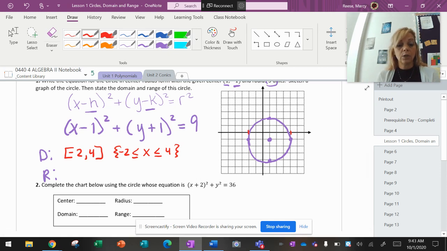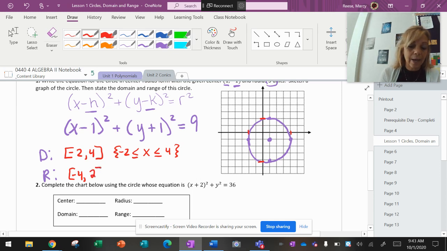All right, so then we're going to do range. Range is the lowest y value to the highest y value, and it includes all those points in between. You can go to any y value in between, and you can touch that graph. That's why I say it's all-inclusive. It's from the lowest to the highest and everything in between. So I'm going to go 1, 2, 3, 4 down to -4, and I'm going to go up to 2.